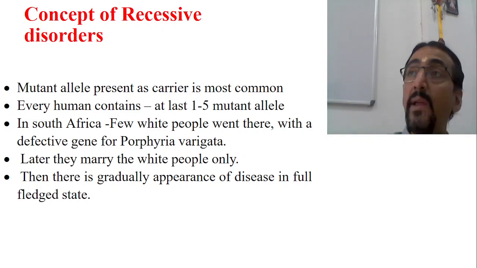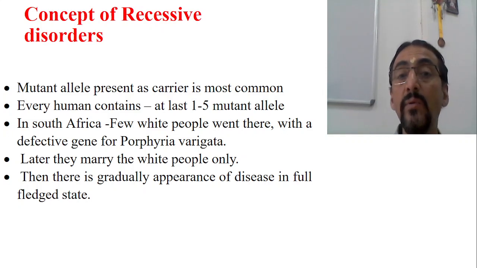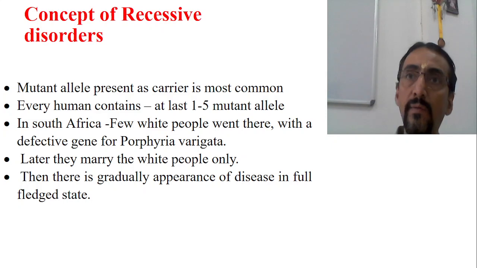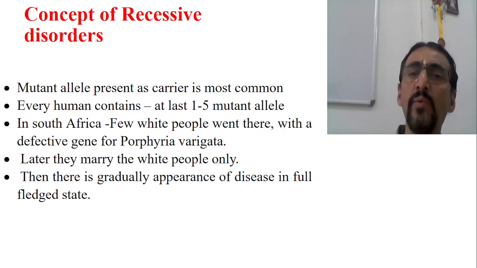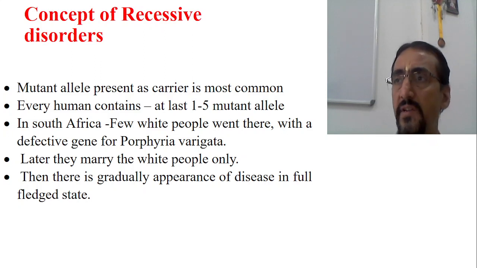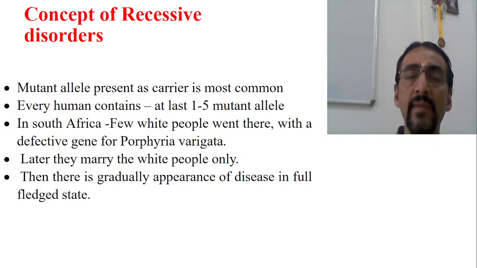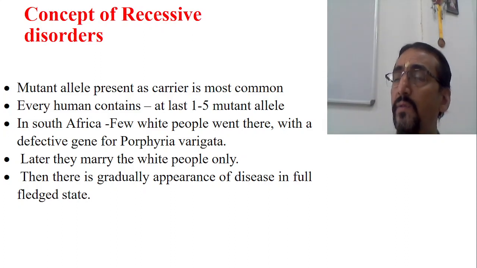Now, every human contains at least 1 to 5 mutant alleles. If you take a normal person also, among all the genes present in the chromosomes, almost 1 to 5 genes are such that they are carriers. That means one of the genes is mutant, but still there is no manifestation of the disease. They are just like carriers. And among all the genetic disorders, 90% are recessive disorders. Dominant disorders are actually fewer. Recessive disorders are more. Okay.